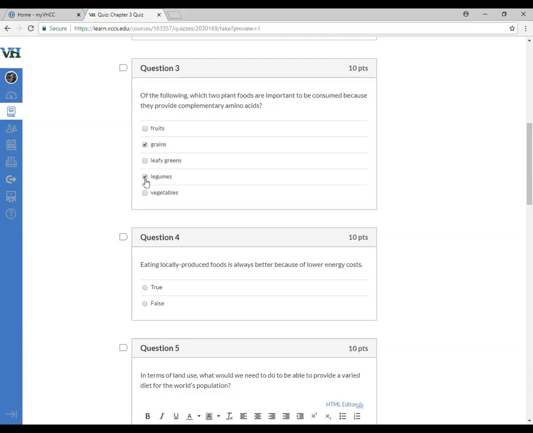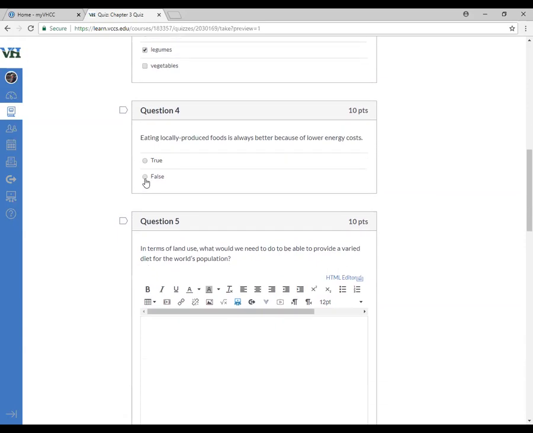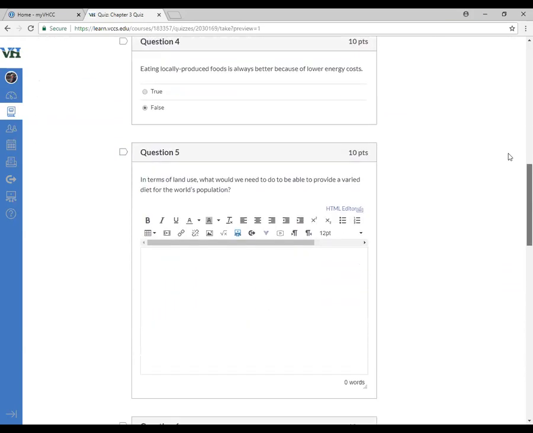And every agricultural civilization has that grain and legume combination, corn and beans, right? Eating locally produced foods is always better because of lower energy costs. The example we looked at in greenhouse production, there's much higher energy costs, so that's false. Local is not always better, although it is often better.